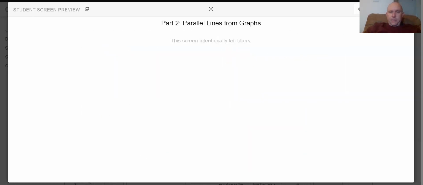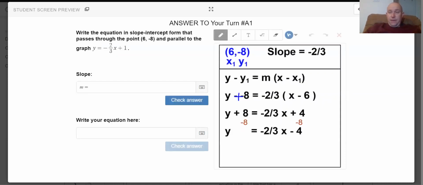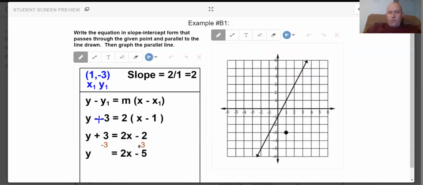Now, the second part to this is parallel lines from graphs. And this question is definitely a little bit more difficult. Now, we'll kind of ignore this just for a second because we want to focus on the picture. Write the equation in slope-intercept form that passes through the given point, so that's the dot here, and is parallel to the line drawn. So they haven't strictly told us what this coordinate is, so we've got to look to see what it is.